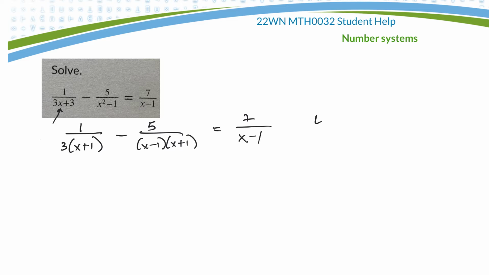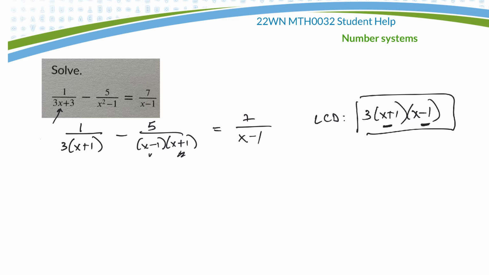Now I'm looking for a lowest common denominator. So I look at the first one, it's got a 3 and an x plus 1 in it. So I need that. x minus 1 I don't have, so I need to include that. x plus 1, I've got it already, so I don't need that. Again, x minus 1, I have it already. So this is my common denominator. So now I want to make all the fractions have that denominator. Now I multiply every term in the equation by that lowest common denominator.